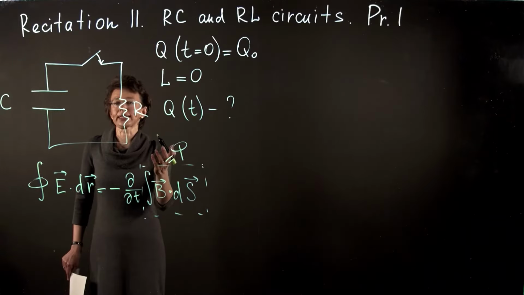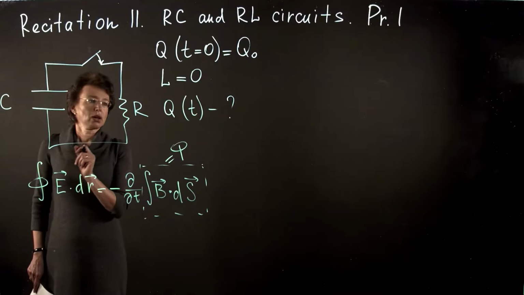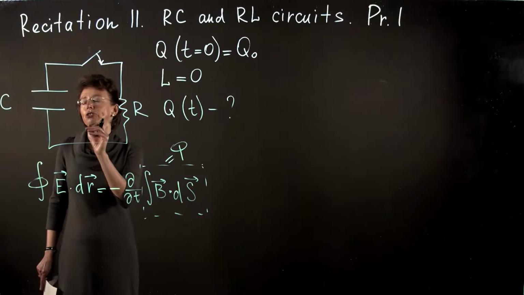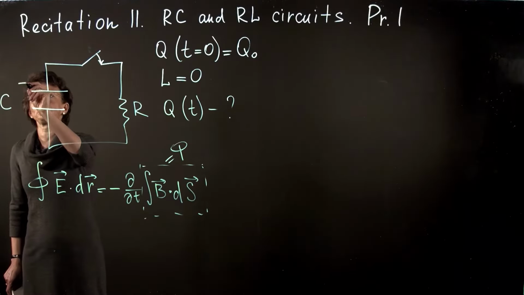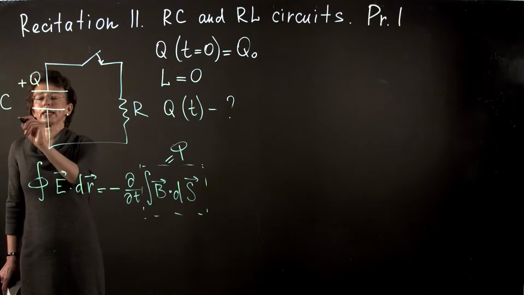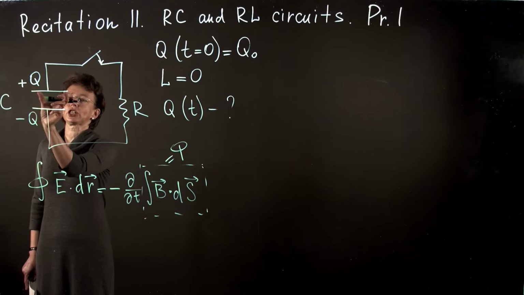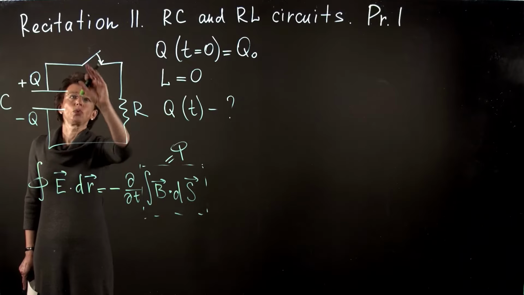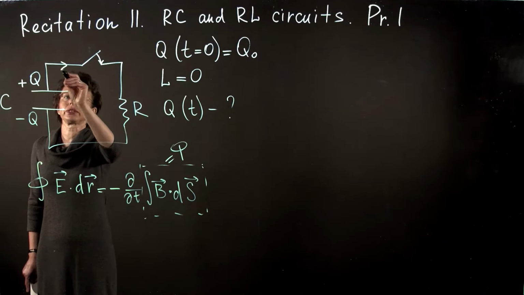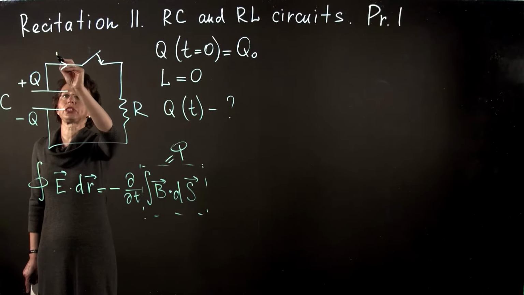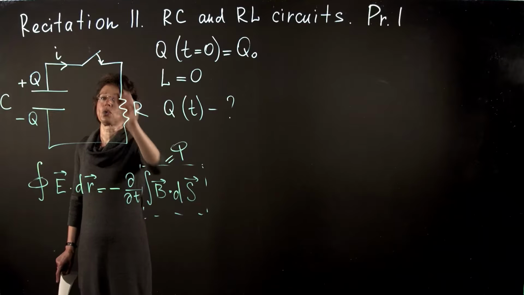I need to follow the steps that we always follow when we work with circuits. First of all, let's choose the charges on the plates of the capacitor. I will put plus Q here and minus Q here. If I have positive charge on the upper plate of the capacitor, when I close the switch, the current will be flowing in this direction. This upper plate will be discharging. So the natural choice of direction of current will be clockwise.